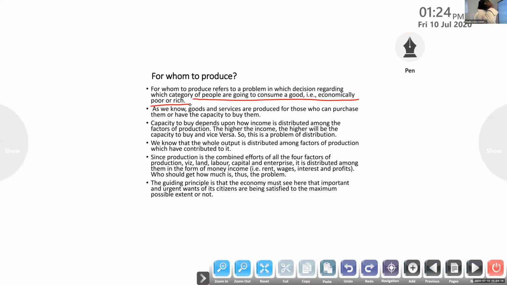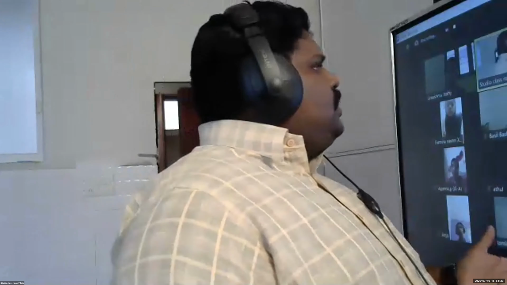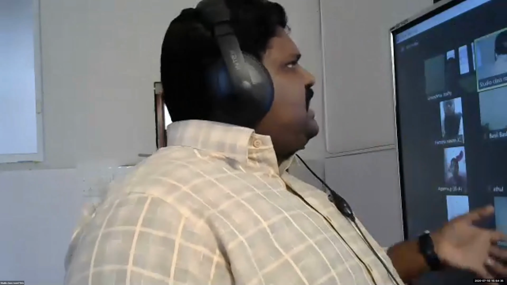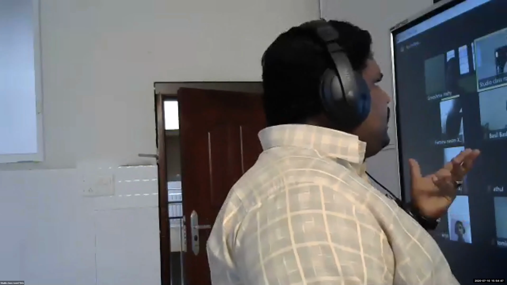Okay, fine. So we know that production is the combined effect of all four factors, like we already discussed, land, labor, capital. We're going to the next point here. The guiding principle is that the economy must see that important and urgent wants of citizens are being satisfied. So in almost each and every economy, whether it's a capitalist economy or a socialist economy or even a mixed economy, the primary motto of the government is to produce for the welfare of the people. Welfare motto. Want to increase the standard of living in the country.